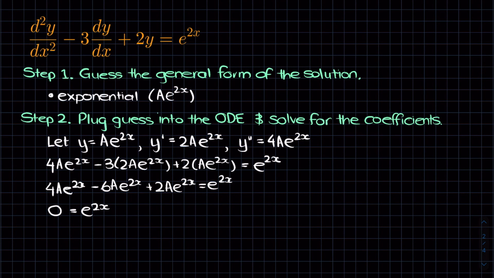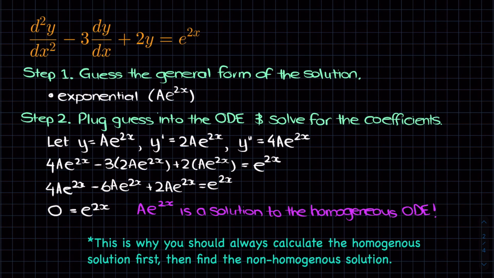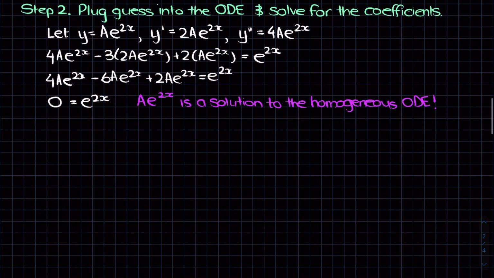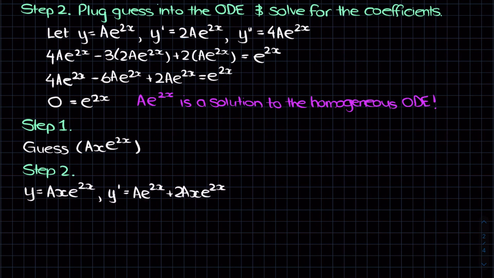But imagine if our right-hand side was 0 instead of e to the 2x. Then we would have an identity and therefore a solution. So a e to the 2x is actually a solution to the homogeneous part of our ODE, but not the non-homogeneous part. So we need to modify our initial guess. So going back to step 1, we can multiply our initial guess by x. Step 2 is to let y equal our new guess, and then find y prime and y double prime.